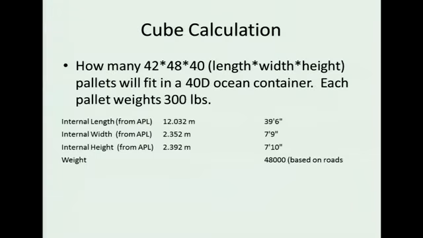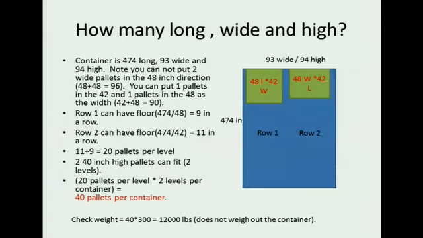So, an example of cube calculation. Let's say I want to put a standard 42 by 48 by 40 pallet on a 40D ocean container, and each pallet weighs 300 pounds. Well, I go to my carrier's website and I can find the dimensions of the container, and I can load it. And what you can do is the thing's 93 inches wide, right? So I can put one of the 48s lengthwise and then one of the 42s lengthwise.